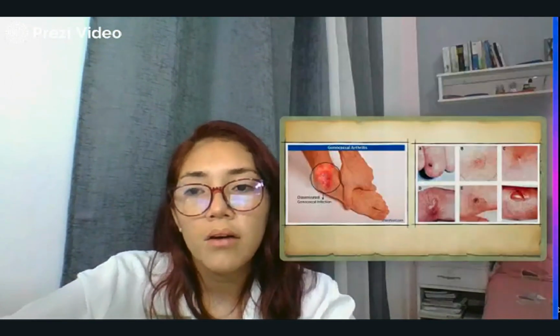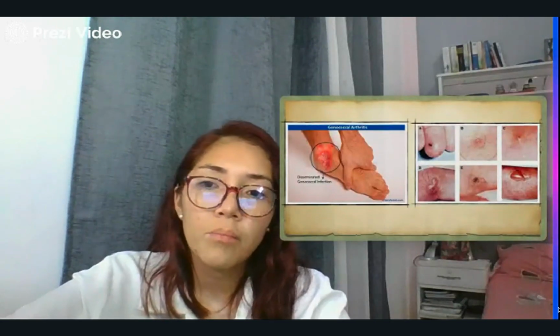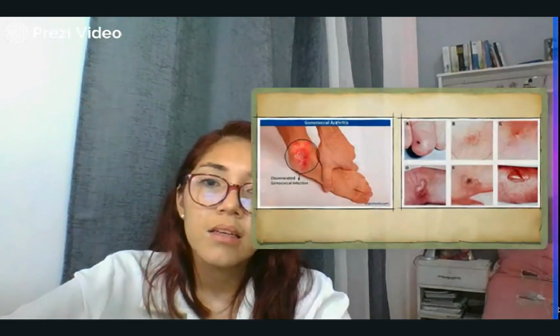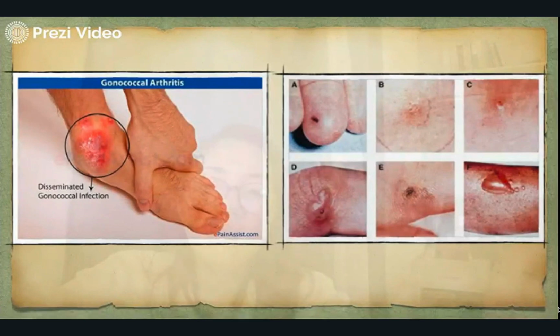So now we have some pictures of this disease. We can observe the inflammation and the pain that these patients suffer.